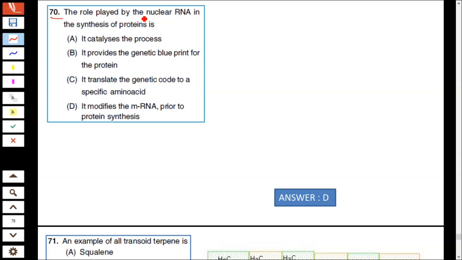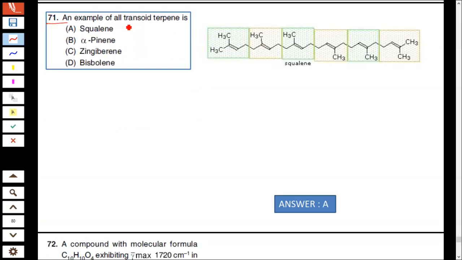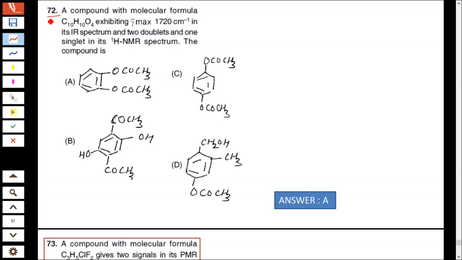Question number 70. The role played by the nuclear RNA in the synthesis of protein is, it catalyzes the process. No, option A is ruled out. It provides the genetic blueprint for the protein. No. It translates the genetic code to a specific amino acid. It was also ruled out. Option D is correct. It modifies mRNA prior to protein synthesis. Question number 71. An example of a trans-oid terpene is squalene. It was not alpha-pinene, gingiberene or bisabolene. It's squalene.